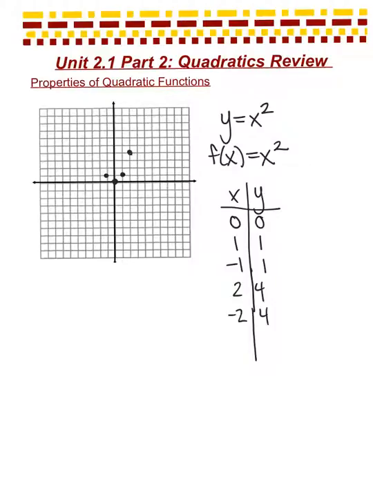giving me this symmetry. And I'll go out one more. If I plug in 3, 3 squared is 9. Plug in negative 3, squared is 9. And obviously I could keep plugging in more points. And as I plug in more points, I would get this parabola that continues and goes on forever and ever up towards infinity.